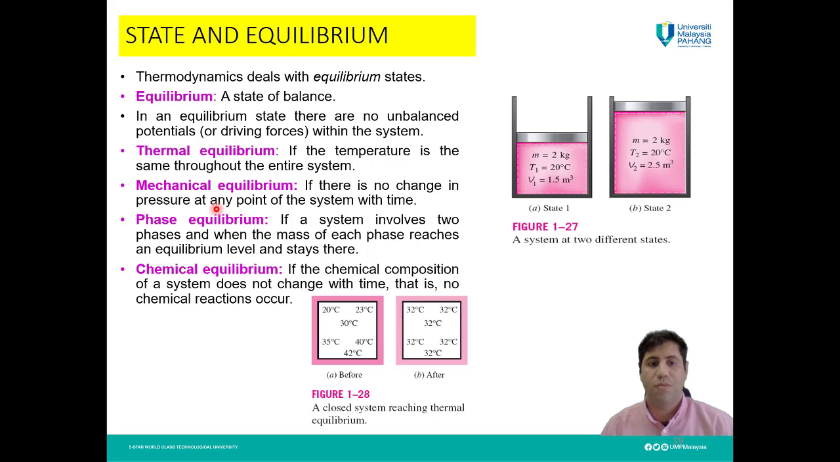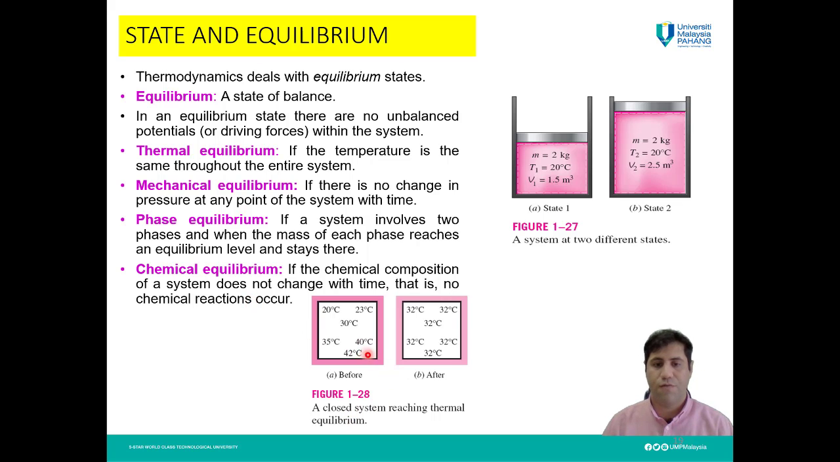If there is no change in the pressure at any point of the system with time, we call that mechanical equilibrium. If a system involves two phases, and when the mass of each phase reaches an equilibrium level and stays there, we call that phase equilibrium. In other words, we don't have any phase changes in the system. And chemical equilibrium, I think you can guess, is when the chemical composition of a system does not change with time. That is, no chemical reaction occurs in the system. We call that the system is in chemical equilibrium.